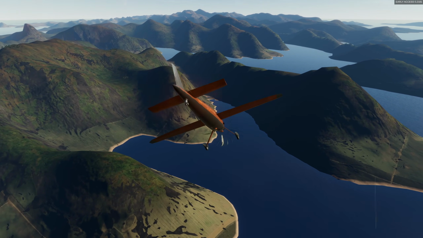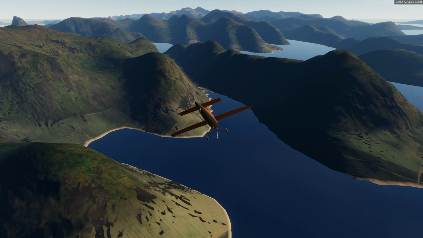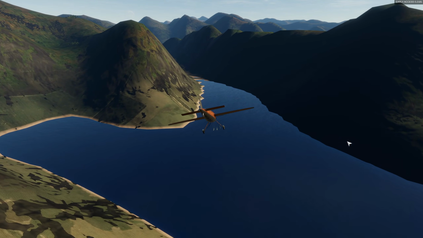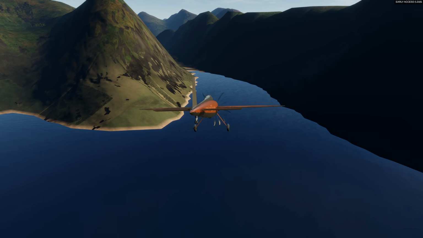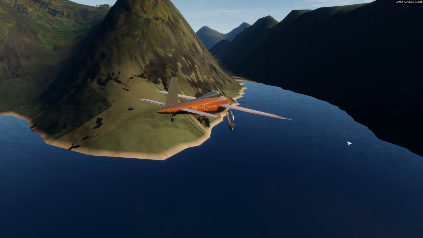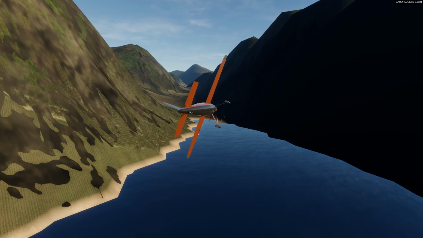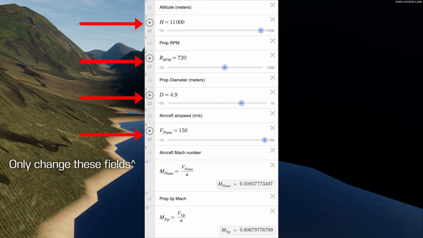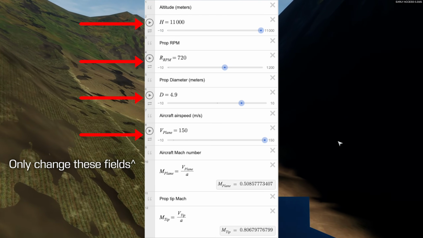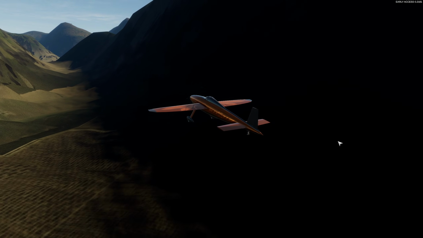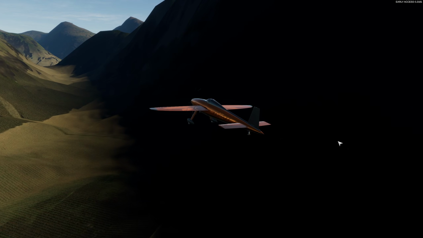A well-performing propeller generally spins with a tip Mach number of around 0.8 to 0.9 while at operating conditions. This is accounting for altitude and speed. Remember that the speed of sound decreases with altitude, so the higher you go, the higher your tip Mach number will get. I've made a calculator that takes your propeller diameter, rotational speed, aircraft speed, and altitude, and gives the tip Mach of the propeller under those conditions. The link is in the description.